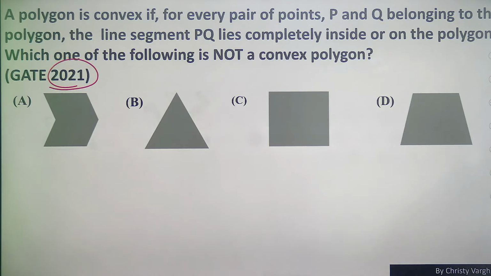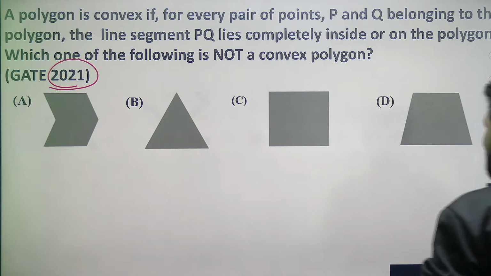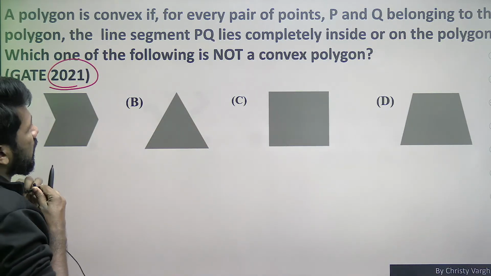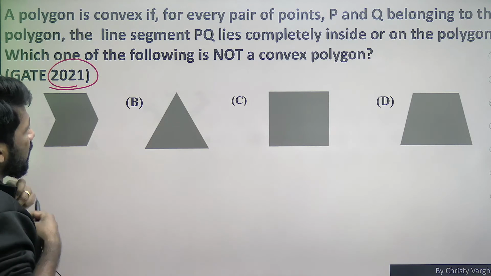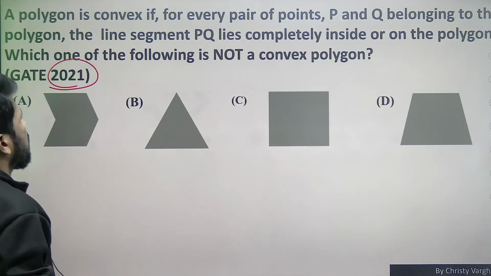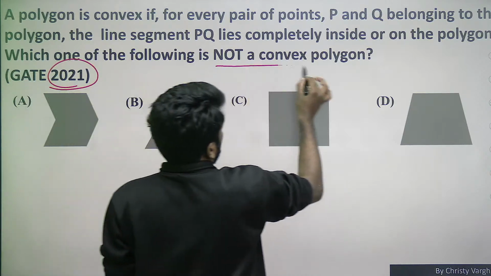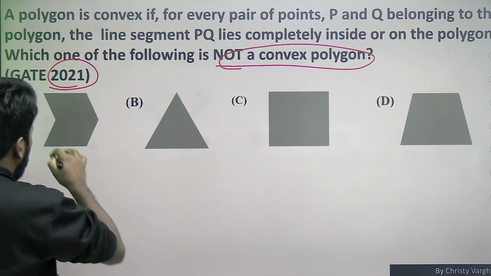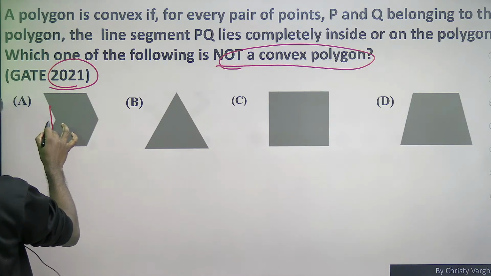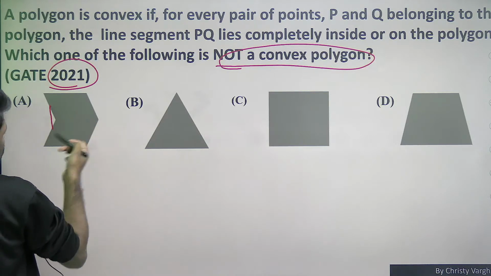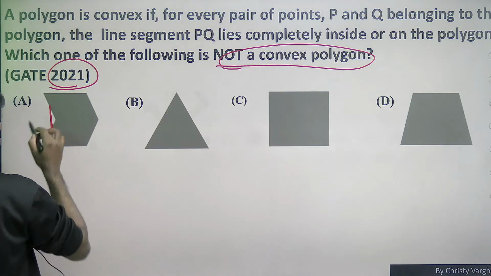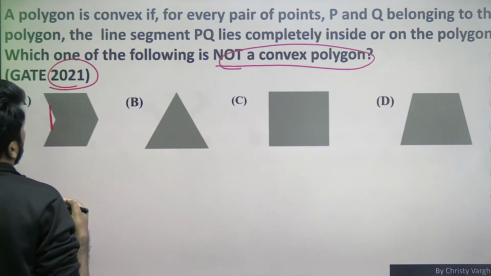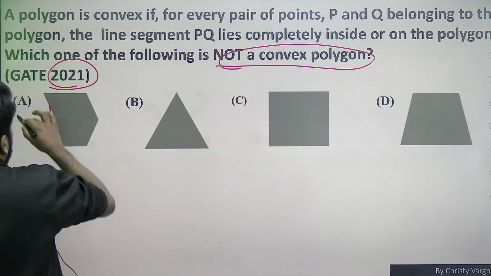Okay, most of you got it right. Yeah, the definition itself is given in the question, so there is nothing to worry. A polygon is convex if for every pair of points P and Q belonging to the polygon, the line segment PQ lies completely inside or on the polygon. Which one of the following is not a convex polygon? That means which one of the following is a concave polygon. So clearly this is a concave polygon because this line is not inside the polygon or on the polygon. All line segments which join the points in the polygon should be inside or on the polygon for it to be convex. तो यह convex नहीं है तो option A answer है.